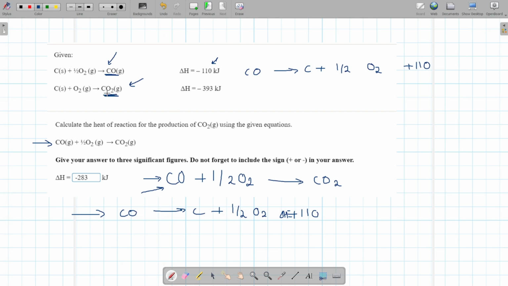So CO2 here, we want it in the products, and again, same coefficient, so no need to multiply. It's already in the products, so no need to flip it. We just write it down as it is. C plus O2 to produce CO2. And since we didn't flip it and didn't multiply, the heat stays the same. Negative delta H equals negative 393 kilojoules.